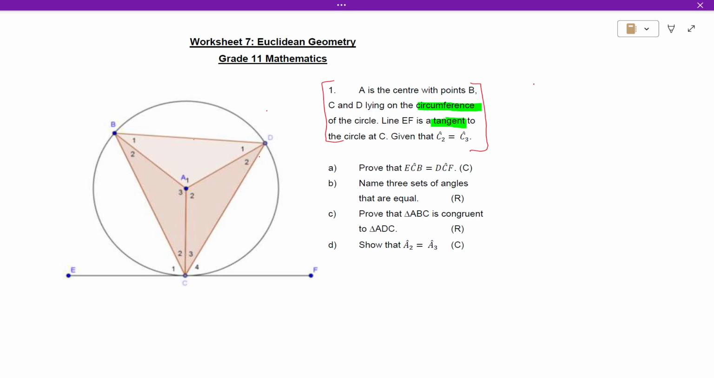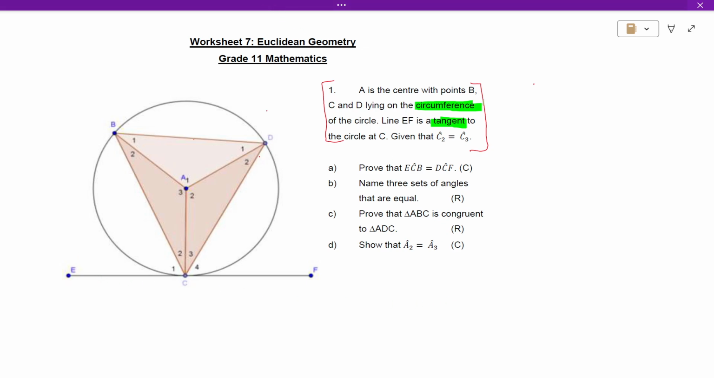Tangent is another bigger word over here. I'm going to explain them very quickly, but make sure that you revise them. Circumference is the line that is the outline of the circle. And tangent, this is a line that only touches the circle once at one specific point. And over here, the point is C. Okay, circumference, outline, tangent, line through one point.